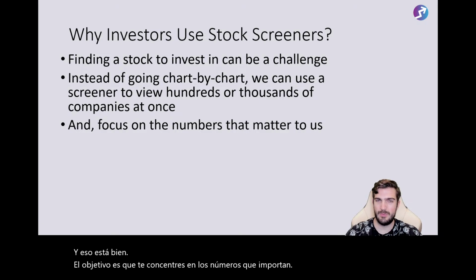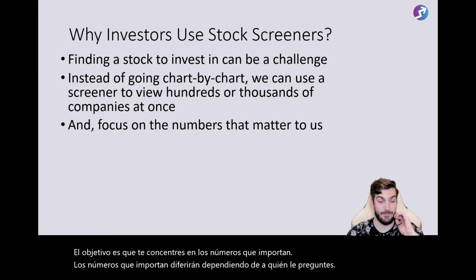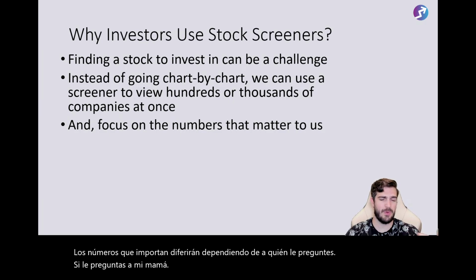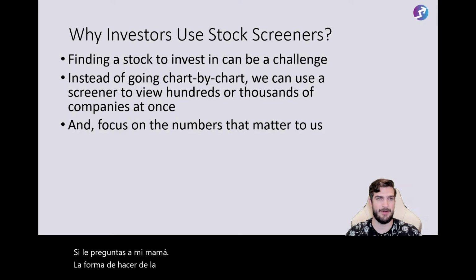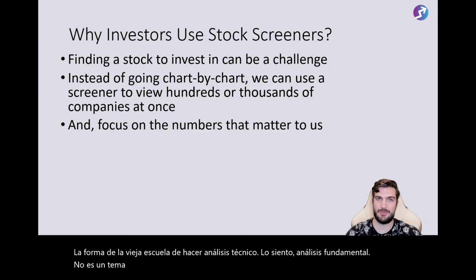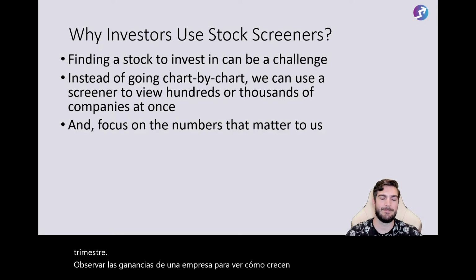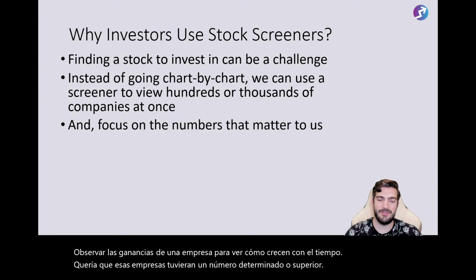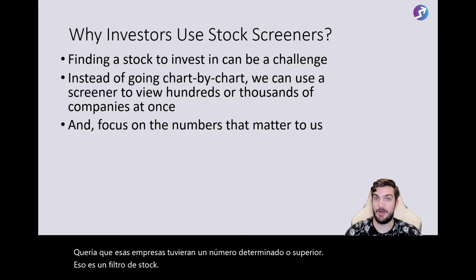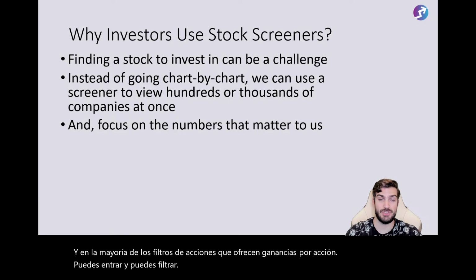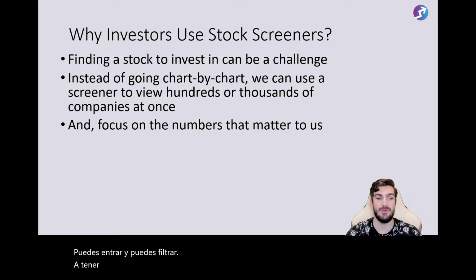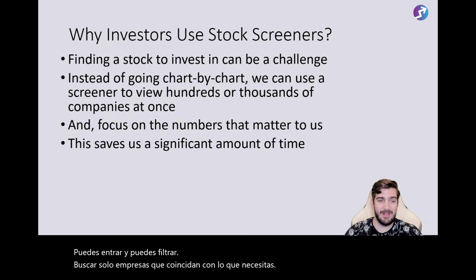What numbers matter will differ depending on who you ask. If you ask my mom, the old school way of doing fundamental analysis, not a topic for today, is using earnings per share growth quarter over quarter. Looking at a company's earnings to see those earnings growing over time. She wanted those companies to have a certain number or higher. That is a stock filter. And in most stock screeners that offer earnings per share, you can go in and you can filter to look for only companies that match what you need. So that saves us a lot of time.